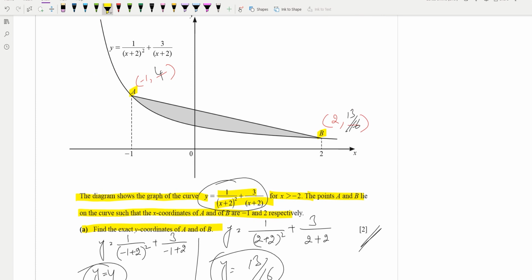Our strategy will be, we will be finding the area of the trapezium, which will be this whole area, and then we will find the area under the curve from point A to point B, that will be this portion. So we will subtract this area from the trapezium area, and that will be our required shaded area. This is how we will be solving this.